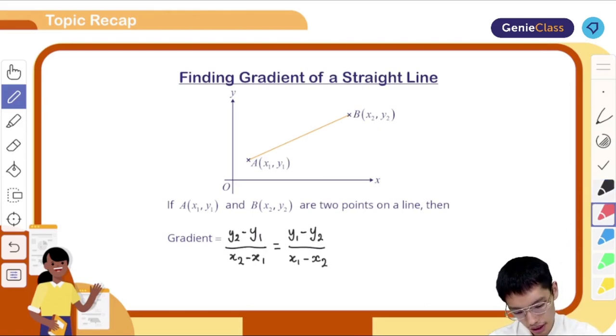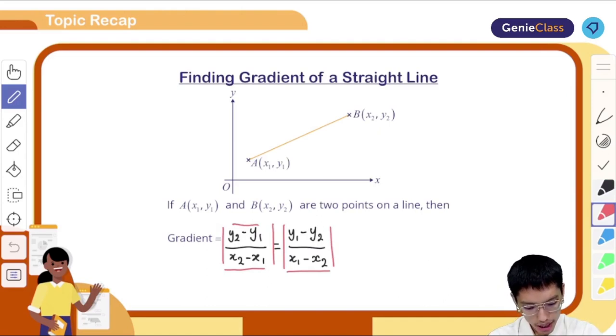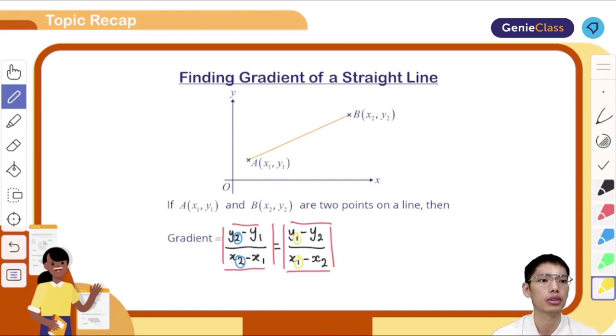Alright, so take note over here. It's either y2 minus y1 over x2 minus x1, or the other way around, whereby if it's 2 at the bottom, it should be 2 at the top. Or in this case, if it's 1 at the left, it should be 1 at the top. Yep. Okay, so just take note.